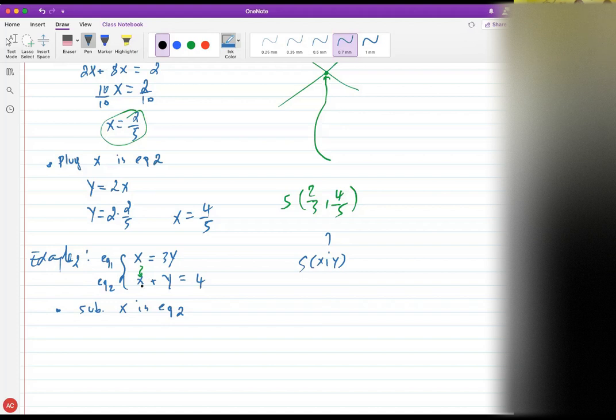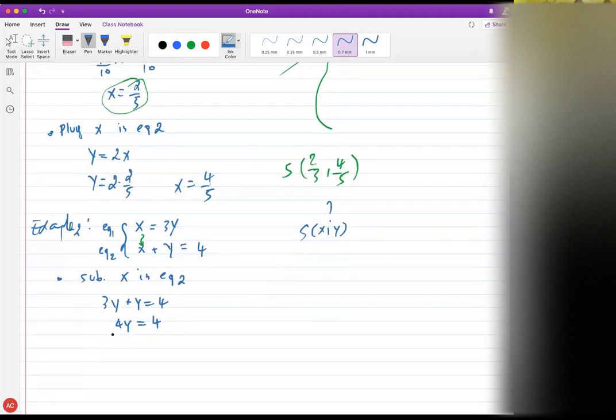So instead of x, what do we write? Instead of this x, what do we write instead? So again, substitute the x with its value. So x equals this. So instead of x, we're going to put 3y. And the rest should stay the same. So if we add these two, you get 4y equals 4. And that means y is 1. So that's half of the solution so far.